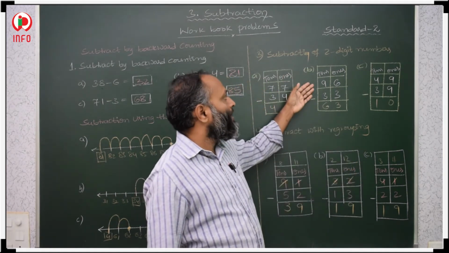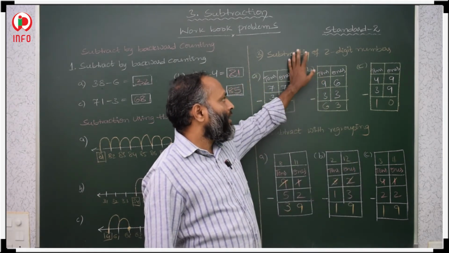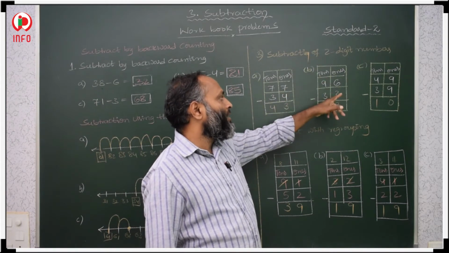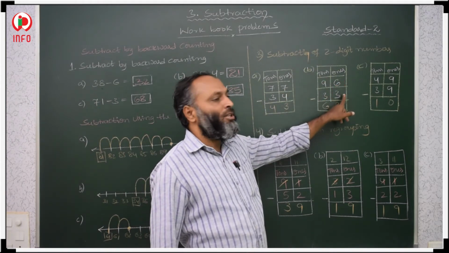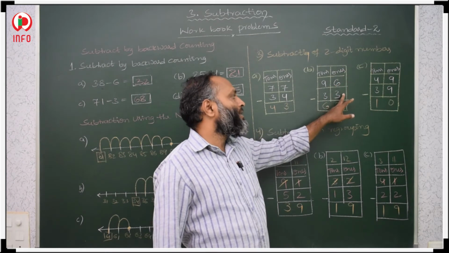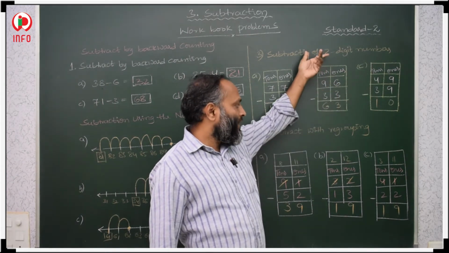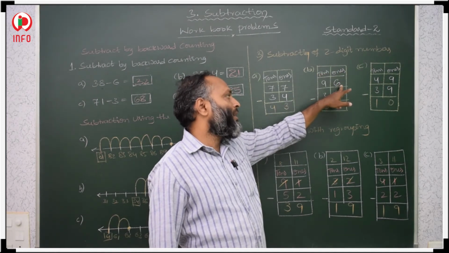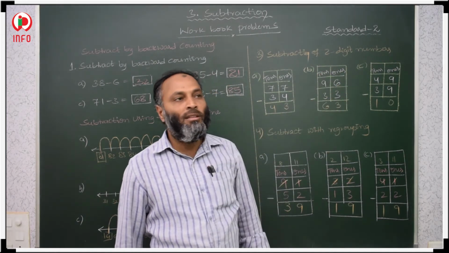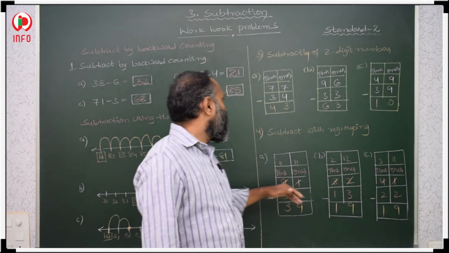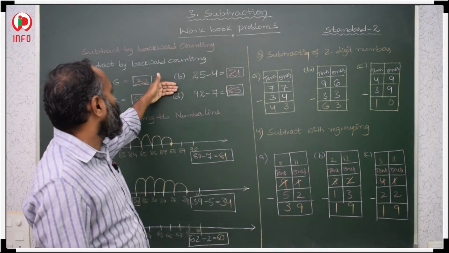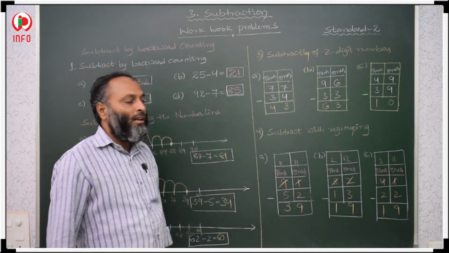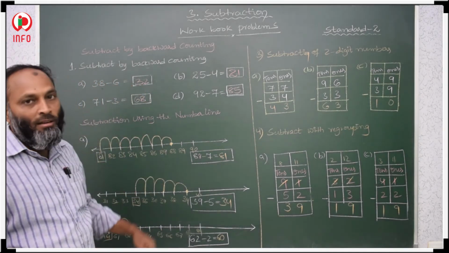Here only subtraction is there, 2-digit number. So nothing is given. So why is it not given? It means here the minuend is bigger than the subtrahend. So that is why regrouping is not needed. Without regrouping this is. Because the minuend is bigger than the subtrahend. Okay. So this is the difference between this and this. And this is backward counting and this is subtraction on number line. Okay.